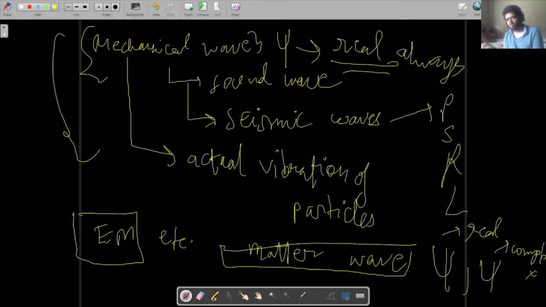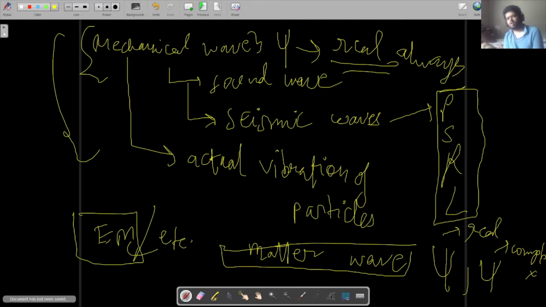And seismic waves are also such waves, the vibrations of which can be felt in the form of an earthquake. Primary wave, secondary wave, Rayleigh wave, Love wave. So these are basically mechanical waves, so they have a real wave function. But the electromagnetic waves and matter waves do not necessarily have a real wave function.